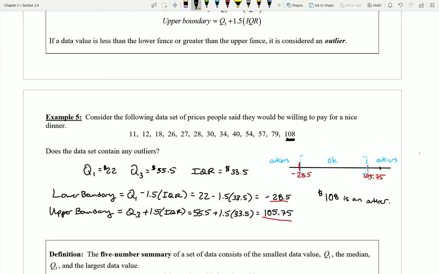So this is an easy way for us to determine outliers at really any given point that we wish. We just have to compute these lower and upper boundaries once I have my data set.